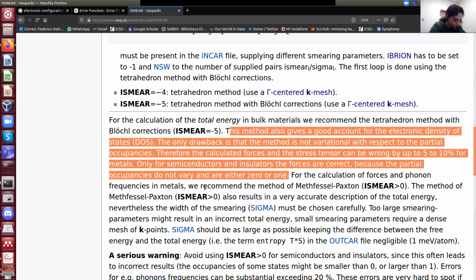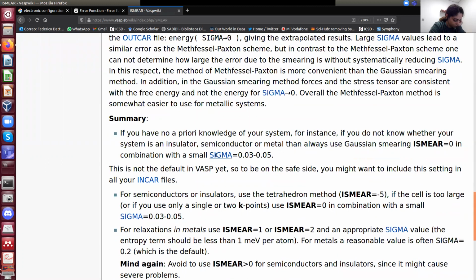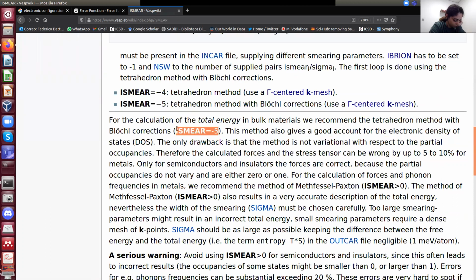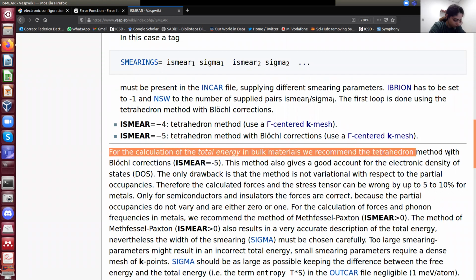Okay, yeah, I remember we had a conversation with Rodrigo, because we never use this for optimization, but just to calculate. But then you see that it's telling you that for the calculation of the total energy, we recommend the tetrahedron method, and it also gives a good account of the electron density. The only drawback is that it's not variational, so there's a problem with the stress tensor.